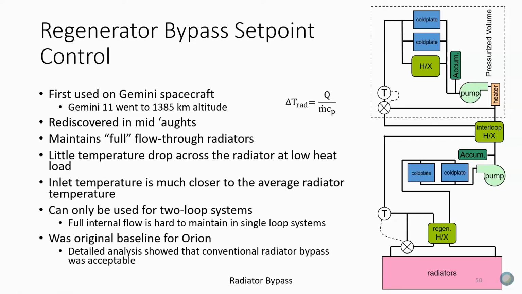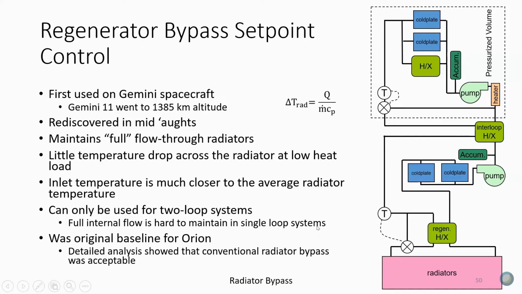So you can really only use this for two loop systems. The reason is that when the radiator starts to get cold, you're not really maintaining full flow because the fluid gets more viscous and your flow slows down. But that doesn't matter if you slow down the flow in the external system, because you've got excess capacity in your interloop heat exchanger at low heat load, so it's all okay.